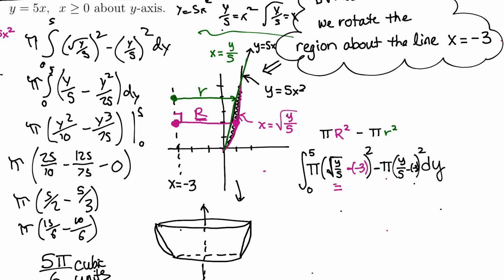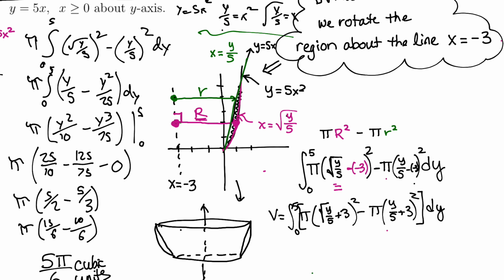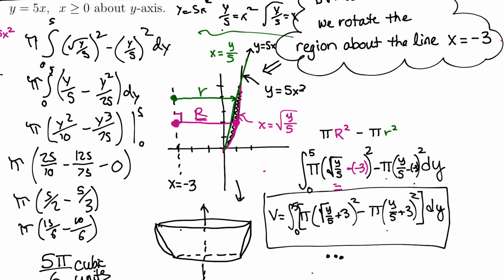Okay. So in other words, to get the volume, you guys are taking 0 to 5 pi times the square root of y over 5 plus 3 quantity squared minus pi times y over 5 plus 3 squared dy. I'm not going to integrate it out now, okay? But what would we need to do to solve that? We would have to FOIL, right? We'd have to multiply. I don't want to do that out right now because I want to set up a second problem. So I'm just going to put dot, dot, dot because to be continued, you would want to work that out if you want to practice.